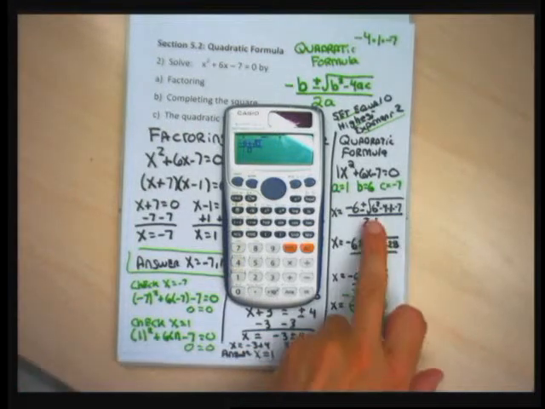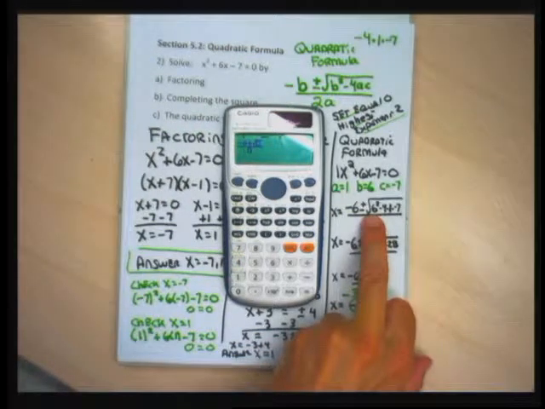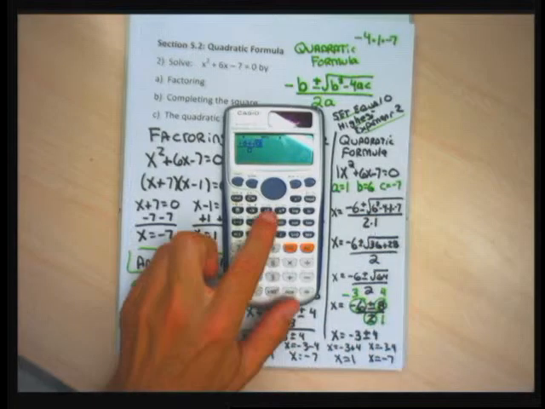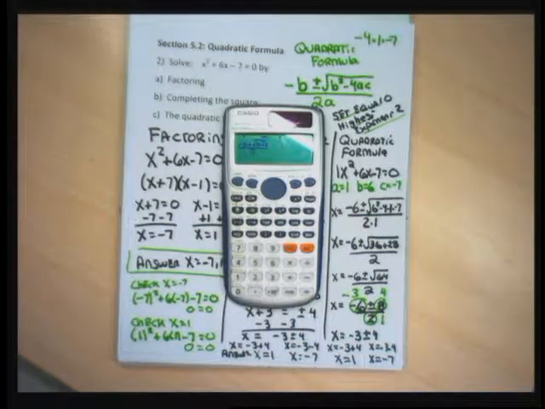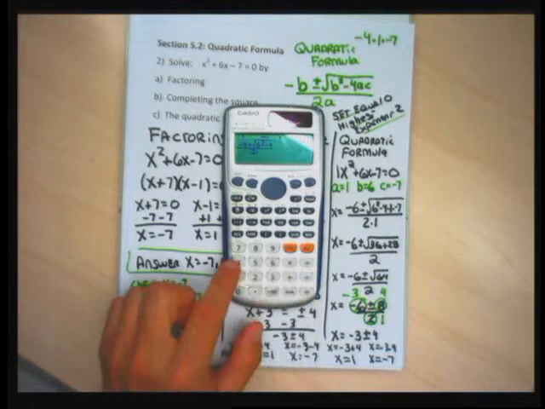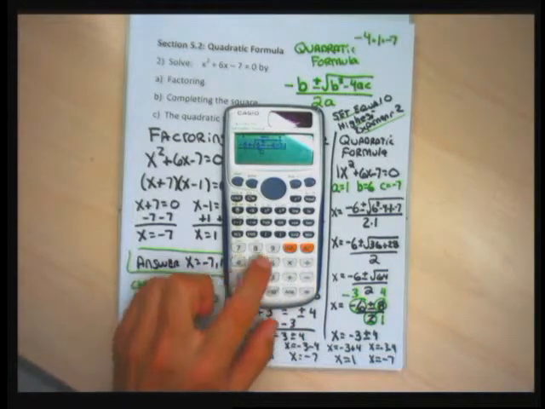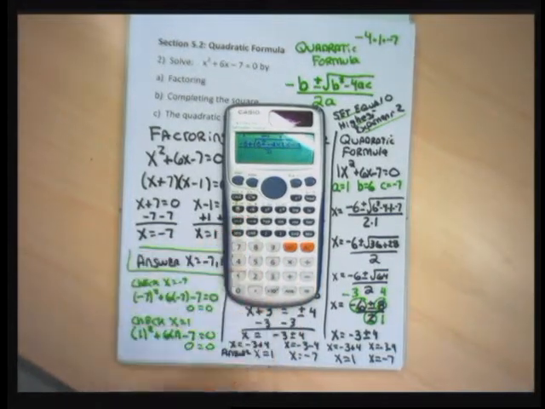under the square root. If the b was negative, it would absolutely have to be in parentheses. Because it's positive, it doesn't matter if I don't put the 6 in parentheses, but there's 6 squared, and then minus 4 times 1 times negative 7.